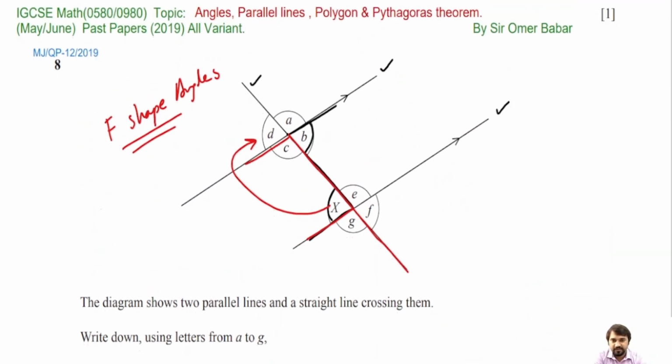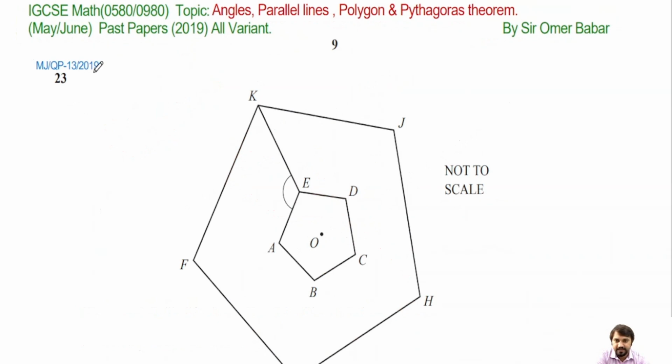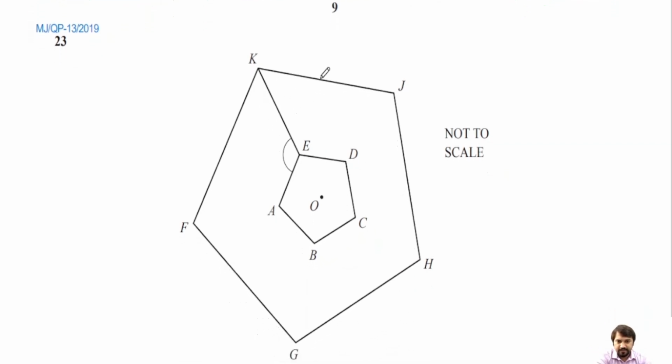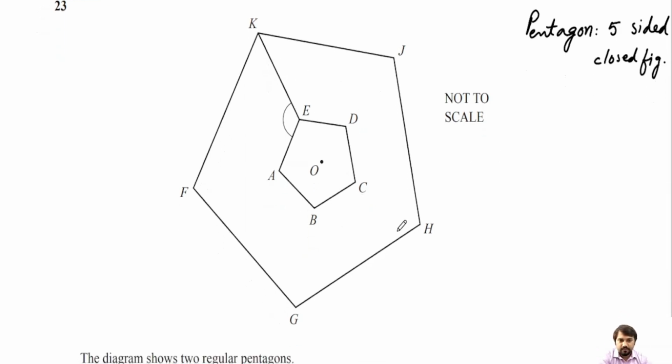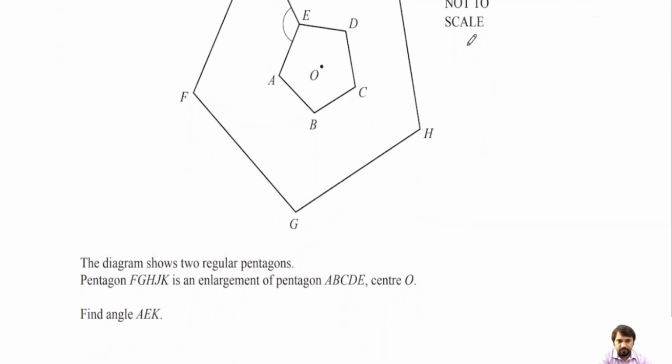Now moving towards our next question. Question 23 that appeared again in 2019. The question paper was 1, the variant was 3. We have this diagram. This is a pentagon because how many sides do we have? 1, 2, 3, 4, 5. So the figure is a pentagon. Pentagon means 5-sided figure. Of course, a closed figure. And we do not need to scale it.